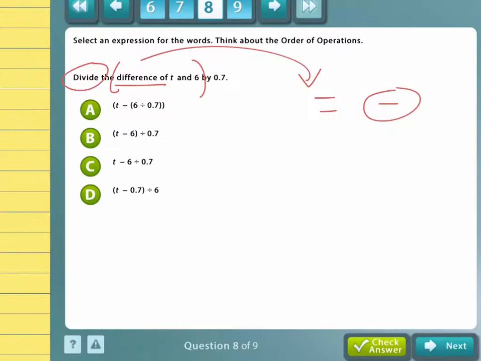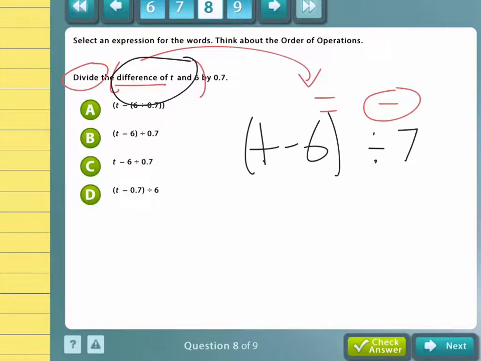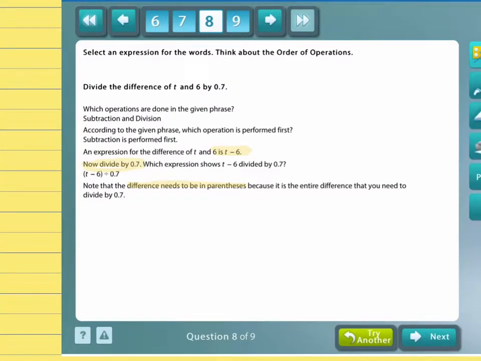So what is the best way to write this expression? Divide the difference of t and 6. The difference of t and 6 is t minus 6, and we're going to divide that number by 7. So I'm going to think that B is the correct answer here. Let's check it. And there you go. Divide the difference of t and 6 by 7. That is the proper way to write it.